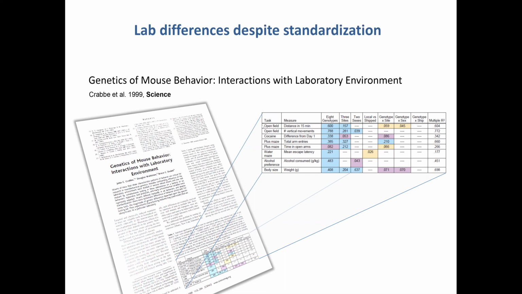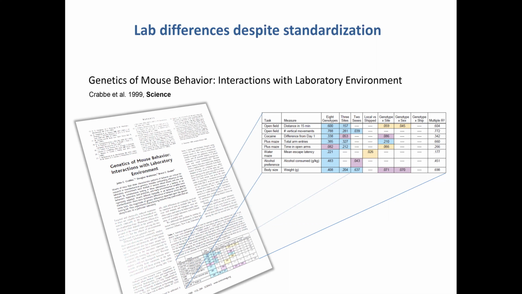Some of these were behavioral tests, like the open field test or the elevated plus maze. They had tests for cocaine addiction. They had a water maze. They had a test for alcohol preference and body weight. So a long list of behavioral and physiological measures, repeatedly measured in 8 different strains, both sexes, at 3 different sites. And the question was, how much variation will we actually find?